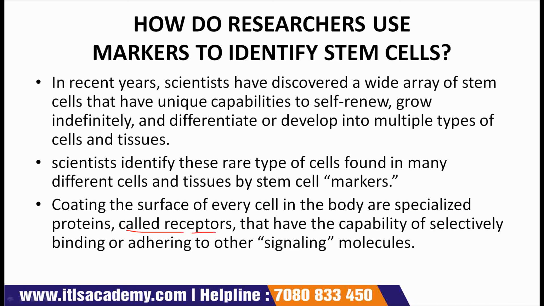So these are called cell receptors, which have the capability of selectively binding or adhering to other signaling molecules. Normally, cells use these receptors and the molecules that bind to them as a way of communicating with other cells and to carry out their proper functions in the body.